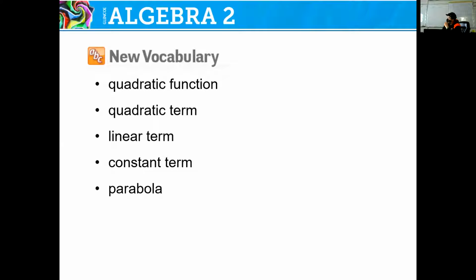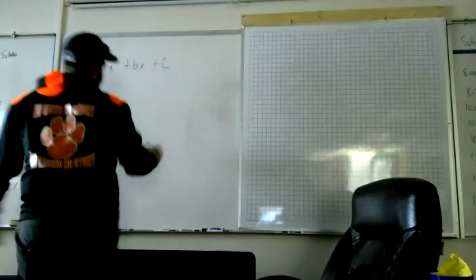Parabola is the graph shape. Okay, it looks like a horseshoe, and it has a point at the minimum, or it has a minimum or a maximum. Then your axis of symmetry. Okay, for your vertex and your axis of symmetry, those are probably the two most important things.